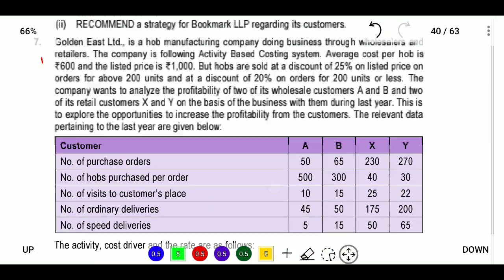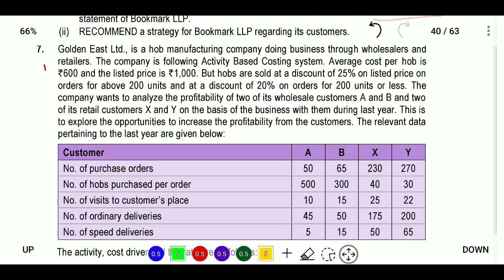What is there in the question? They provided: Golden East Limited is a hub manufacturing company doing business through wholesalers and retailers. So it has wholesalers and retailers. The average cost per hub is 600 rupees, and the list price will be 1000 rupees.